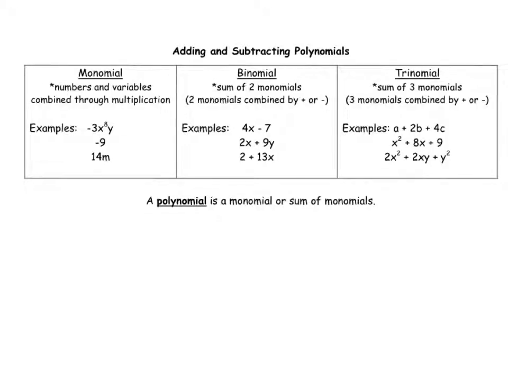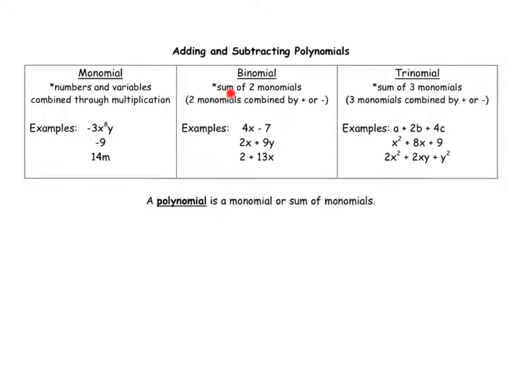Hello, algebra students. Today we will start our new unit, and we will be adding and subtracting polynomials. So first, let's go over some definitions that you need to have in your notes. First, a monomial. A monomial includes numbers and variables that are combined through multiplication. Examples would be -3, that's a coefficient, a number, plus some variables that are multiplied together. It could also just be a number by itself, like -9, or it could be a number multiplied by a single variable. These are called monomials.